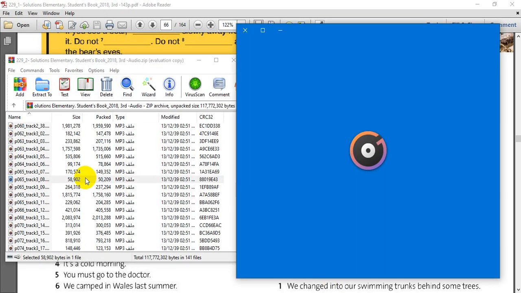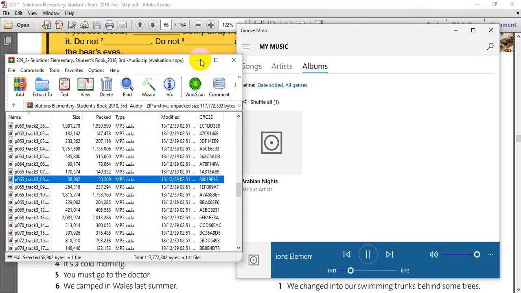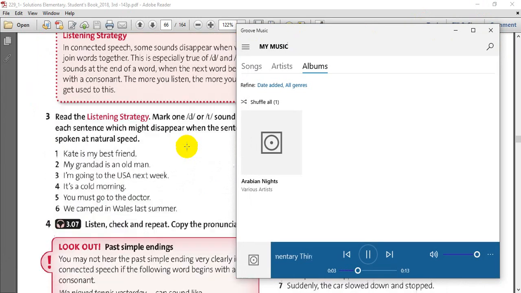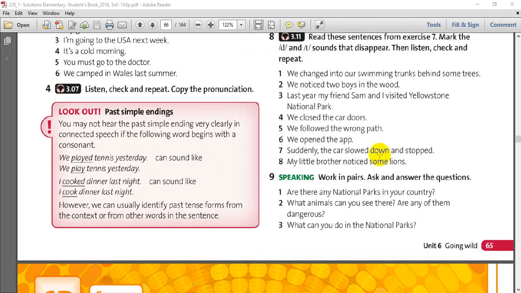Lesson 6C. Exercise 5. We played tennis yesterday. I cooked dinner last night. Let's listen again. Lesson 6C. Exercise 5. We played tennis yesterday. I cooked dinner last night.